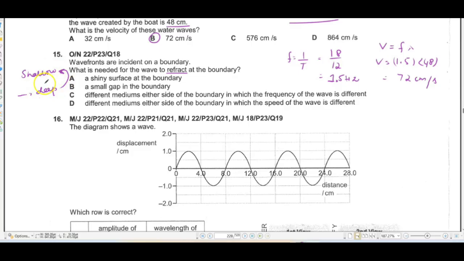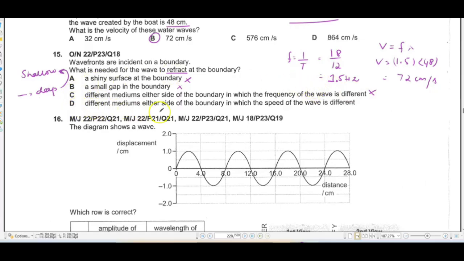So for refraction, we don't need a shiny surface on the boundary. It is needed for reflection. A small gap in the boundary is needed for diffraction. So see different mediums either side of the boundary in which the frequency of the wave is different. Whenever there is refraction, the frequency of the wave does not change. The speed changes, the wavelength changes, but the frequency of the wave does not change in refraction.